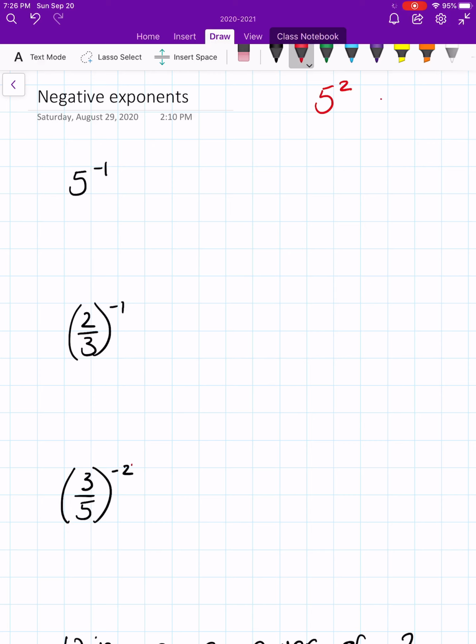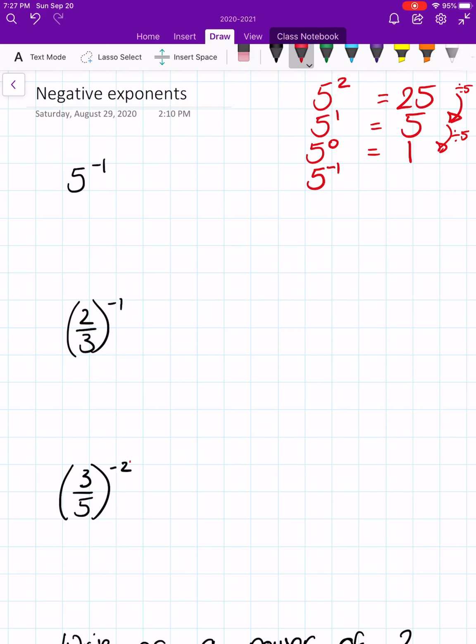So 5 squared is 25, 5 to the power 1 is 5, 5 to the 0 is 1. The numbers on this side are dividing by 5 every time we move down, okay? And our index value is decreasing by 1 every time we go down. So if I go to the next one and continue that pattern, I get 5 to the minus 1. And if I'm going to divide by 5 again, then 1 divided by 5 is 1/5.